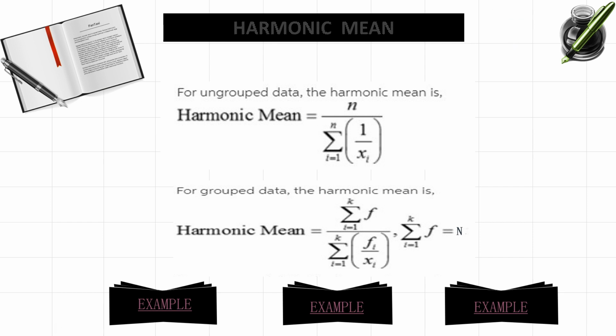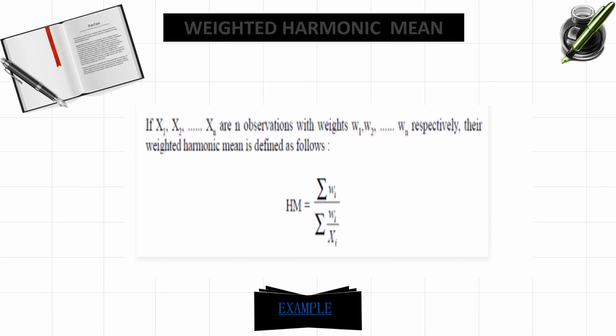Now let's see how to calculate weighted harmonic mean. If x1, x2 and so on xn are n observations with weights w1, w2 and so on wn respectively, then we can calculate weighted harmonic mean by using this formula, which is summation wi by summation wi by xi. That is, we first find the ratios of weights to the given observations, and do the total of those ratios, which is your denominator, and find the total of weights, which is your numerator. Substituting in the formula will give you the weighted harmonic mean.